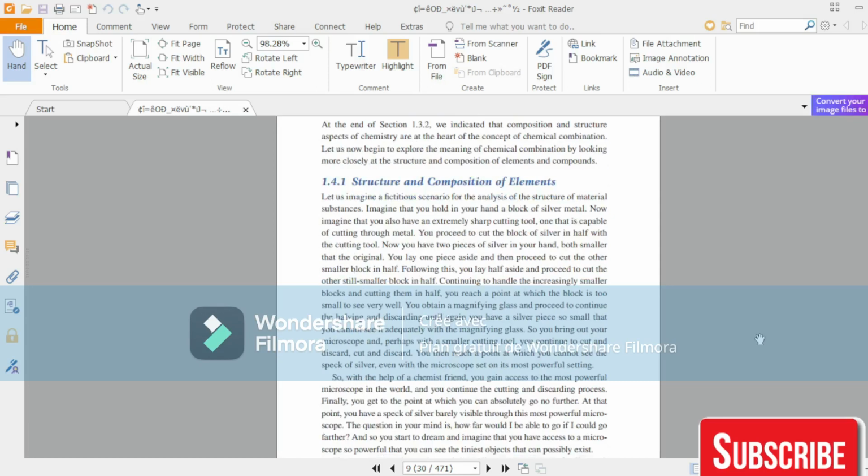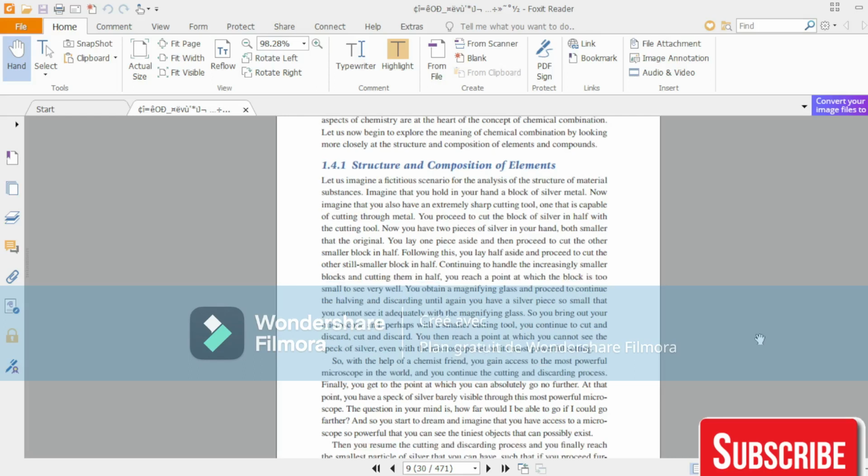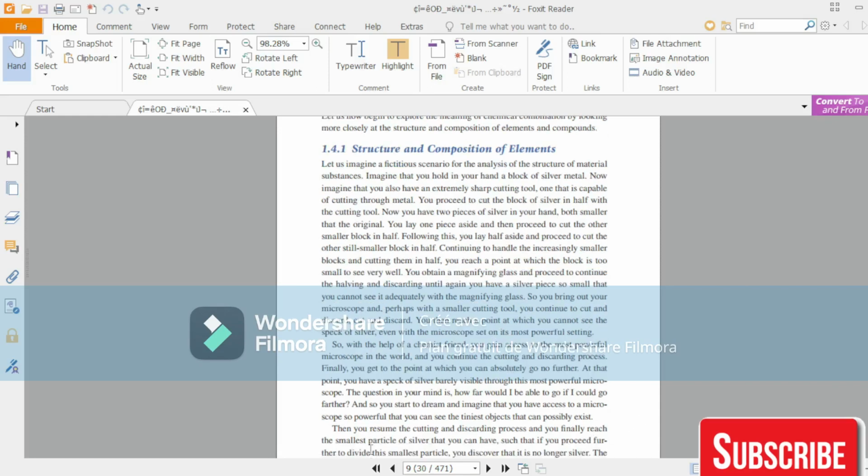So with the help of a chemist friend, you gain access to the most powerful microscope in the world, and you continue the cutting and discarding process. Finally, you get to the point at which you can absolutely go no further. At that point, you have a speck of silver, barely visible through the most powerful microscope. The question in your mind is, how far would I be able to go if I could go farther? And so you start to dream and imagine that you have access to a microscope so powerful that you can see the tiniest objects that can possibly exist.